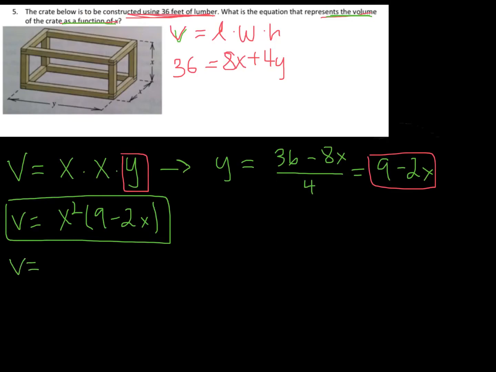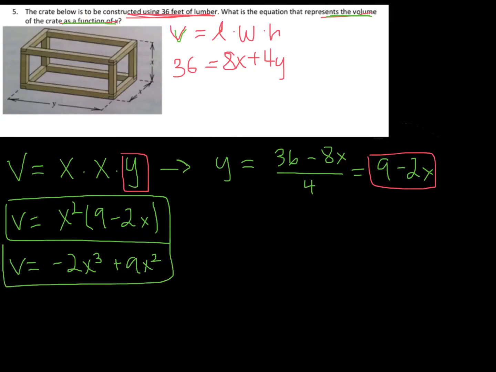So let's go ahead, we'll have two forms. When we distribute this in, remember the biggest degree we're going to get is not from the x squared times 9. It's going to be from x squared times negative 2x. That's going to give us negative 2x cubed. And then x squared times 9 is going to give us a positive 9x squared.